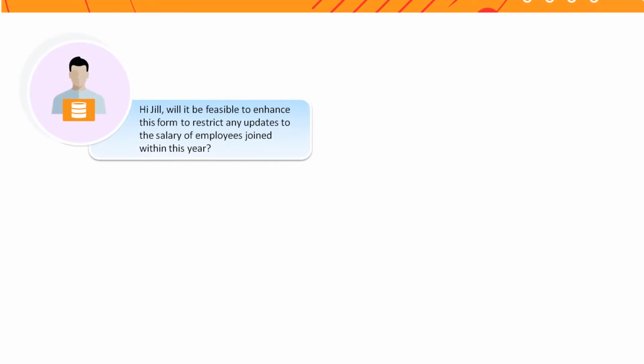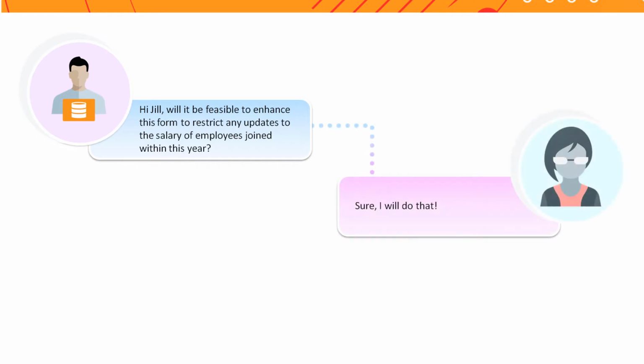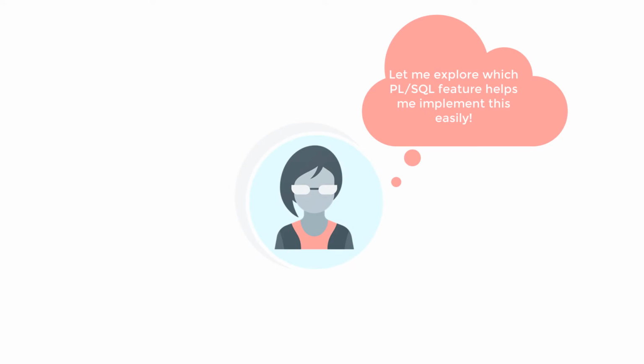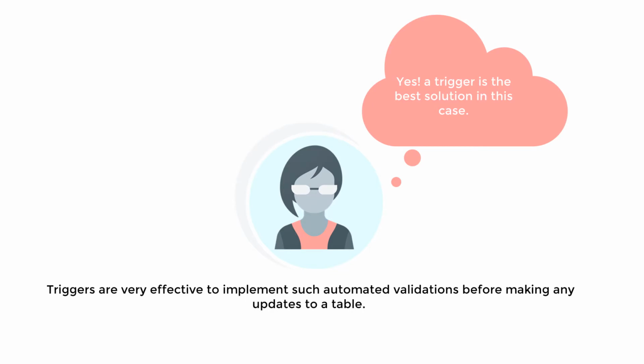The HR administrators have requested Jill to enhance the employee update form such that, by default, it doesn't allow updating the salary of any employee who joined this organization within a year from now. Jill decides to explore PLSQL to identify which of its features can help her implement this requirement easily and effectively. She figures out that triggers are very effective to implement such automated validations before making any updates to the table.